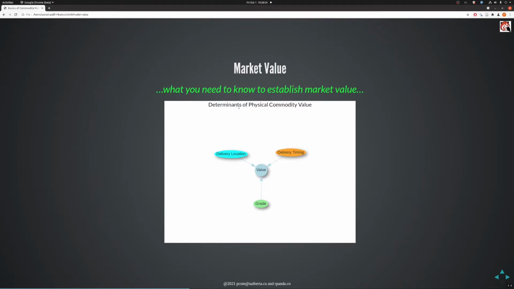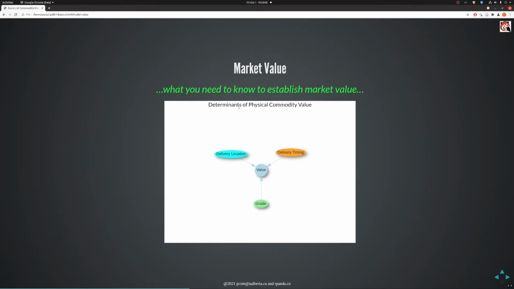The last point, which is very important, is how to establish the market value of a commodity. What do you need to know to establish the market value? There are three important things. The value can only be assessed in the context of understanding the grade of a commodity. So in the case of crude oil, it would refer to specific specs. In the case of agriculture, it might be different types of wheat or different types of corn. And of course, if you're looking at aluminum or other metals, it might be the grade.